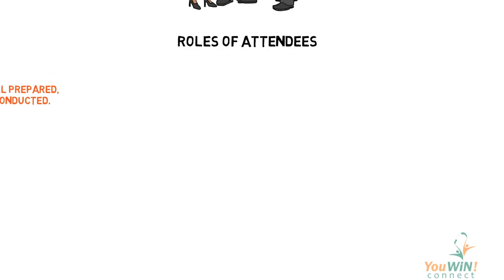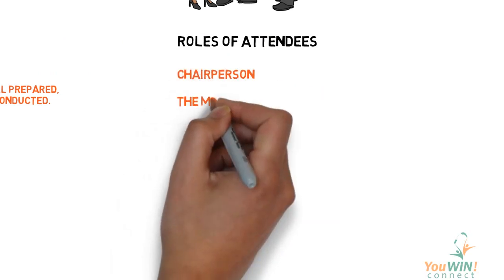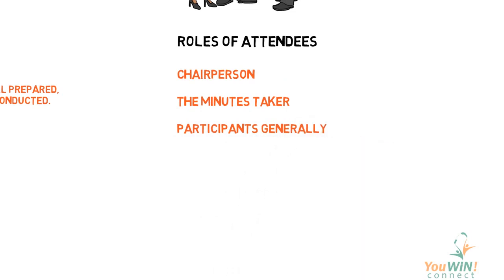Roles of attendees. Everybody needs to know what their roles and expectations are when they are attending a meeting. A meeting usually has someone chairing it. You must have someone who takes the minutes, and then the participants. The chairperson is a person who controls and directs the meetings to ensure the achievement of his objectives.